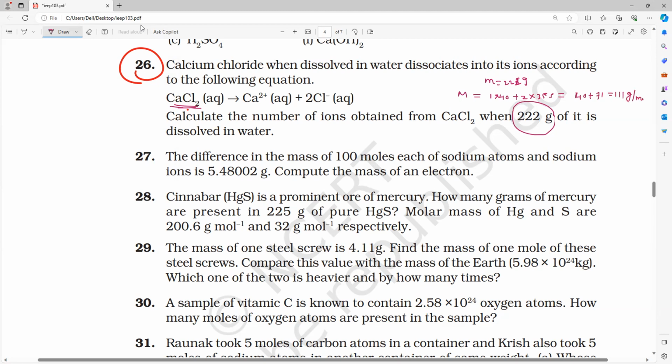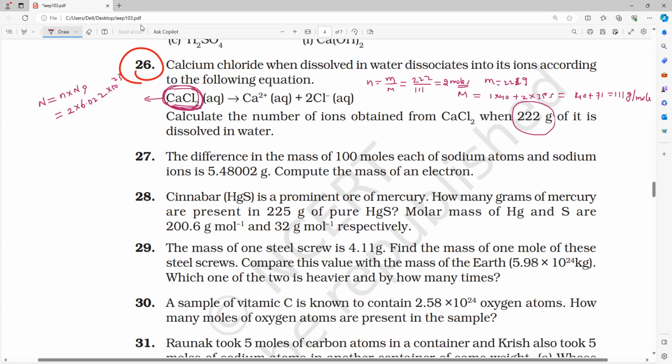111 grams per mole. So if I find the total number of moles of CaCl2, it is given mass divided by molar mass. So 222 divided by 111, which is equal to 2 moles. Now the total number of particles of CaCl2 is total number of moles into Avogadro number. So 2 into 6.022 into 10 power 23. So these all are total particles of CaCl2.